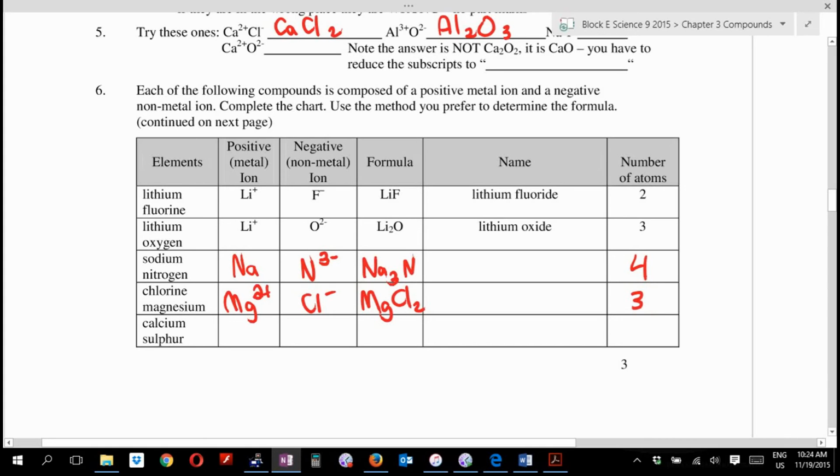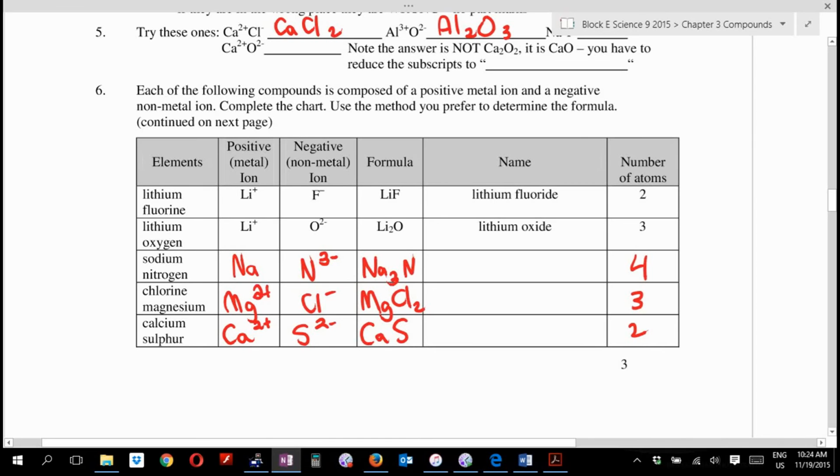Calcium and sulfur. Calcium is 2 plus, oh, that works out nice. Calcium is 2 plus. Sulfur is 2 minus. You know what? When the numbers match, I don't even bother crisscrossing. I just know you need 1 of each. I know you'd get a 2 and a 2 and you could reduce, but I just know it's going to be CaS, calcium sulfide. 2 atoms.